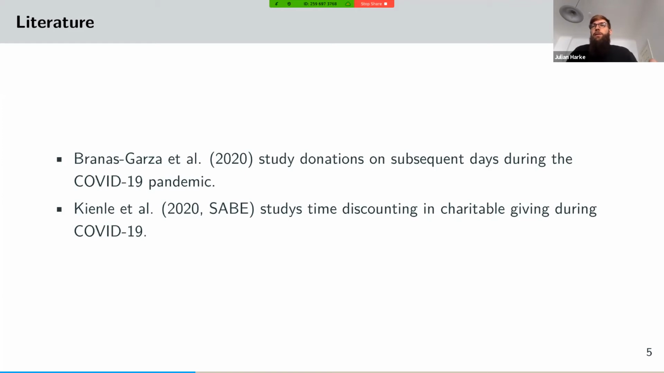2020, they asked participants how much of a €100 prize they want to keep for themselves and how much to donate, but they only find, for the age group of 30 and older, that these participants decreased their giving between the first 3 days of the experiment and the last 3 days. But here it's not really clear if the effect was related to the increased numbers of infections or economic consequences or other time differences. And Kienle et al. focus on time discounting while we focus on framing.